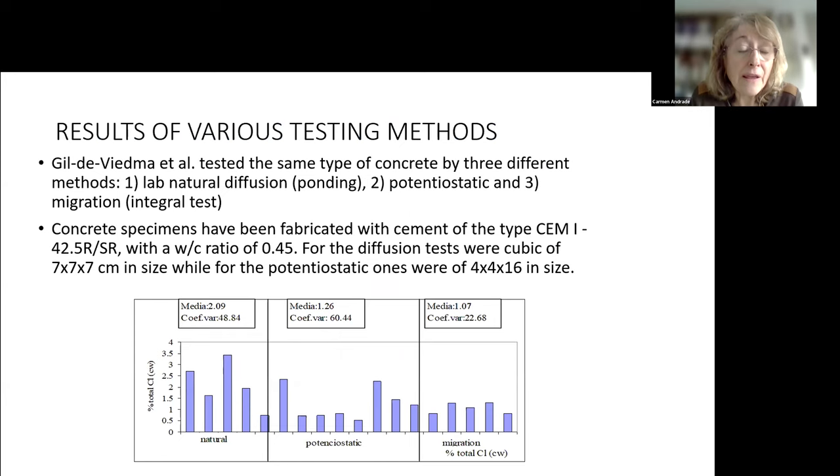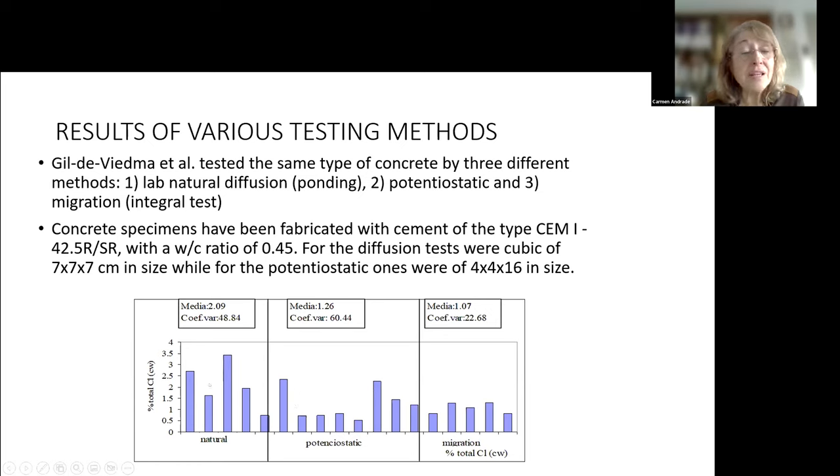We did a comparison of chloride threshold with Gil de Viedma and Castellote. We tested the same type of concrete by three different methods: natural diffusion in the lab, bonding, potentiostatic, but potentiostatic from the beginning, and migration. That is, we introduced the chloride by migration, which we call the integral test. They were concrete specimens, fabricated with this type of cement, with M1, and the chloride threshold is different. And we attributed that, of course, to migration and potentiostatic giving the lowest values. They are below 2%, I think, or 2.5%.